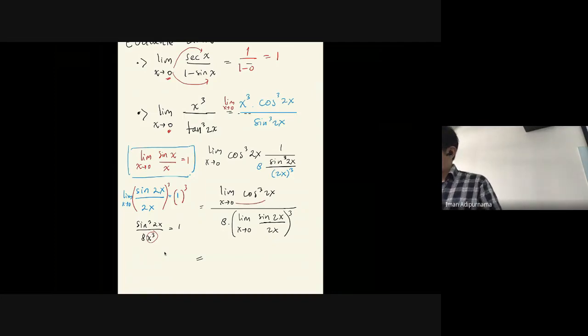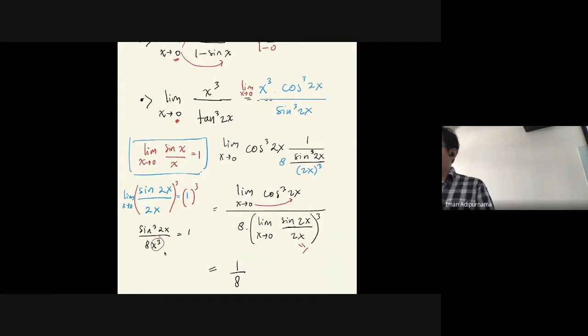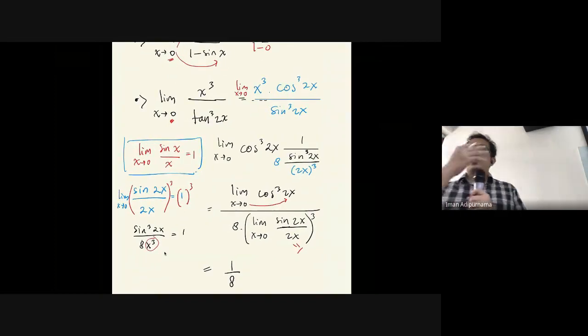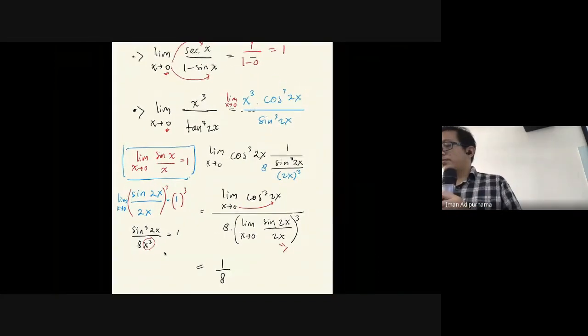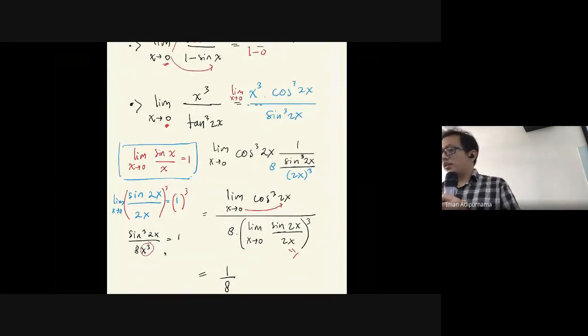So x0 here, this is 1, right? So this is 1 over 8. Okay, so in every trigonometric problem, if you see any chance or possibility to have sine x over x, you can make it into that form and make the limit as x approaching 0 of sine x over x, which you can change to 1. Okay, so this is how to use sine x over x, one example.